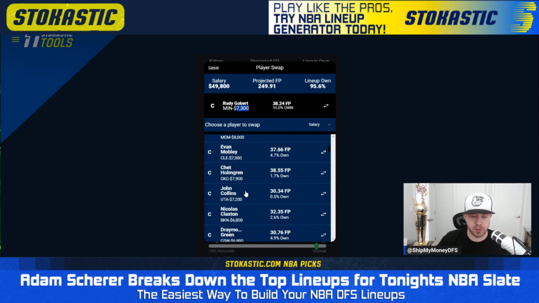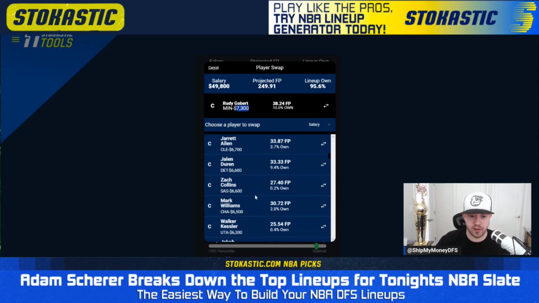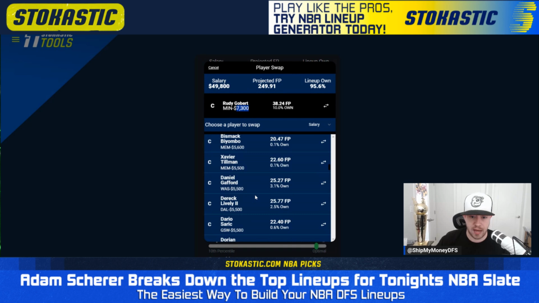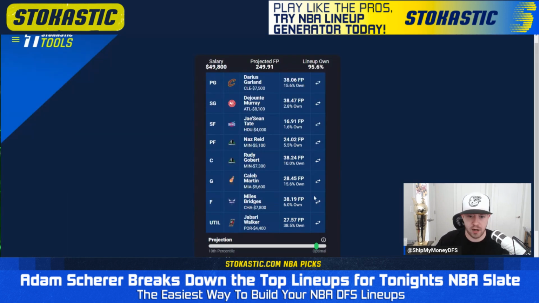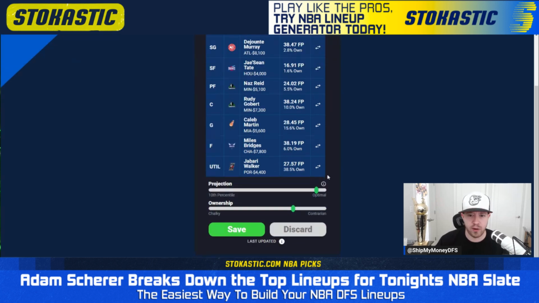You can see all the available centers and scroll down to 7,500 or less. So you could say replace him with John Collins, with Nick Claxton. You can see that they both project a bit behind Gobert, but you also have the ability to swap a couple of players. So, say you wanted to go down to Daniel Gafford, 25 fantasy point projection, 3% owned. You could swap to him and then go back to the original lineup and upgrade, say, Caleb Martin or whoever you don't want from that lineup. So that is one quick, easy way you can customize your lineups.